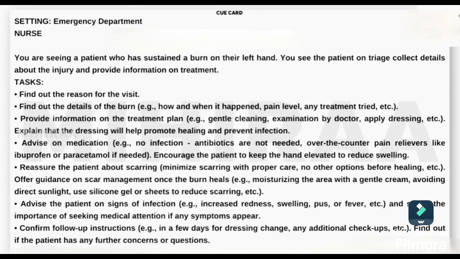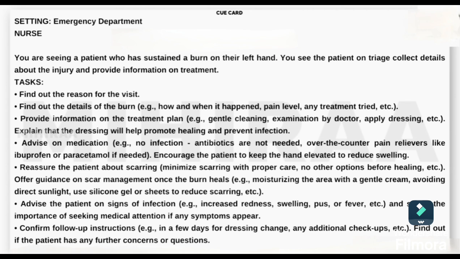Oh, Mr. Joseph, it's good that you have applied some burn gel over the burn area. So the scar formation, we can reduce it. So that's finished from there. Then you can go to the next task: provide information on the treatment plan, general cleaning, examination by doctor, apply dressing, etc. Explain that the dressing will help promote healing and prevent infection.